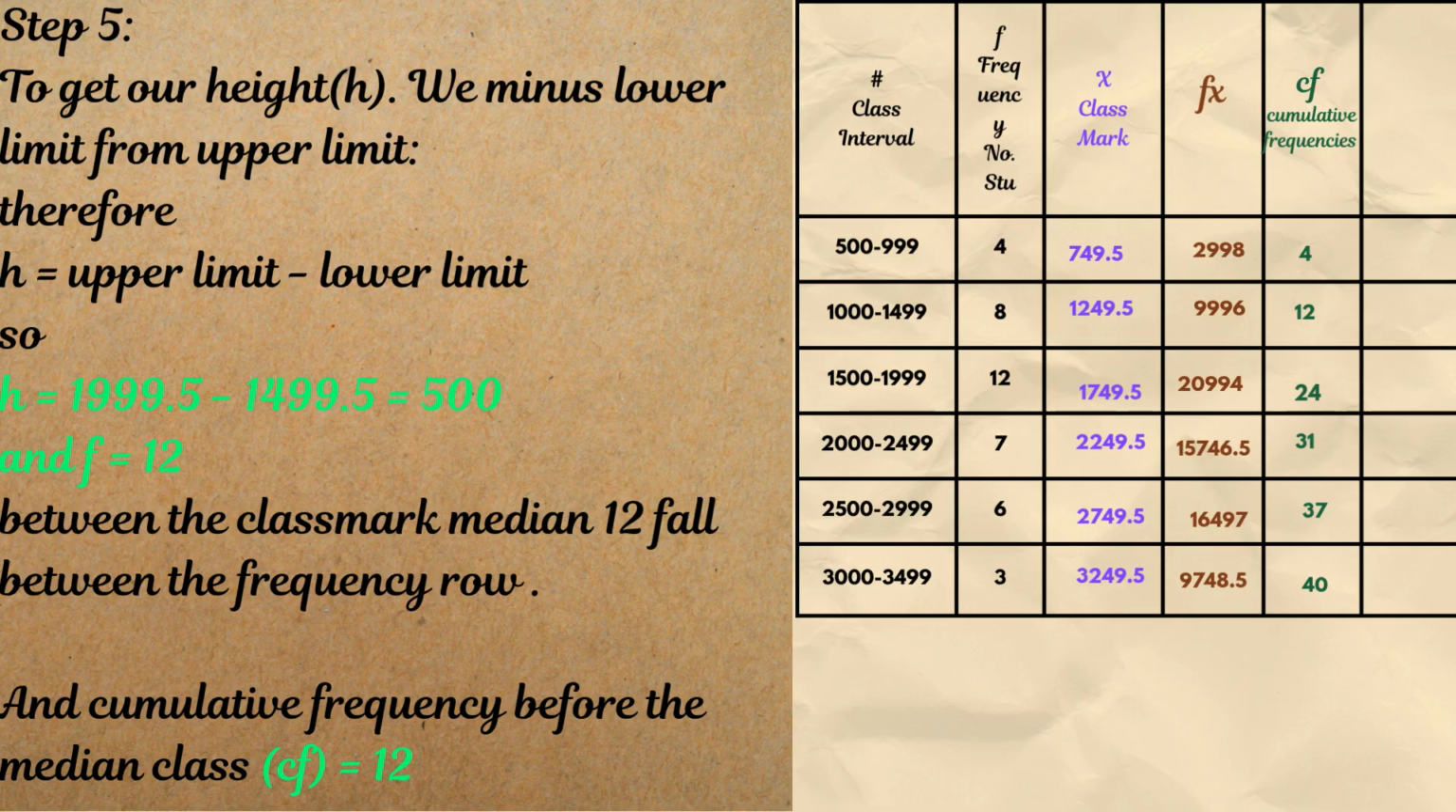Therefore, H equals upper boundary minus lower boundary. So, H equals 1,999.5 minus 1,499.5, which is equal to 500, and F equals 12. The median 12 falls in the frequency row, and the cumulative frequency before the median class, CF, equals 12. Then let's begin our solving.